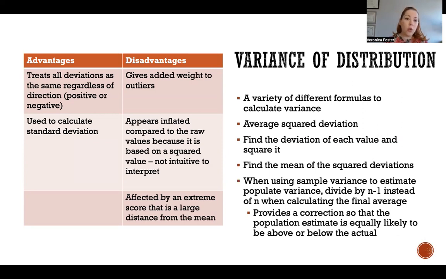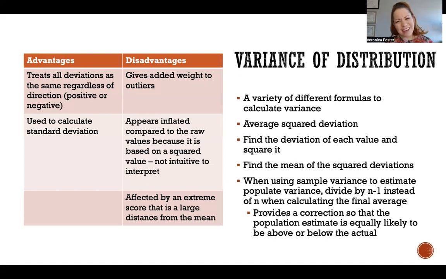So if we square all of the deviations, positive and negative alike, then all of those are going to be positive numbers. Then we can average those out. And that's what variance is. It's an average of all of the squared deviations. So all you need to do is find the deviation of each one and square it. And then you find the average of those squares, and that's your variance.